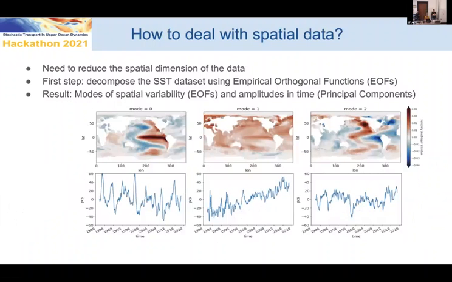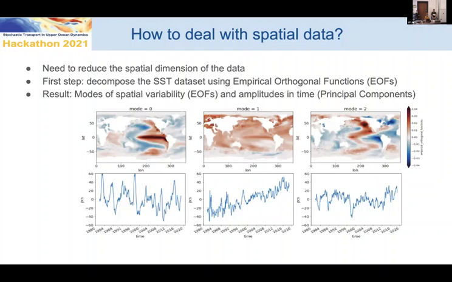But then how do you deal with the spatial data? Because you have all these grid points of data in latitude and longitude. And if you just plugged all of those into your model, you'd have an absolute ton of features and you'd end up overfitting the model, as I think Stuart will be talking about. So first, we wanted to reduce the spatial dimension of the data.